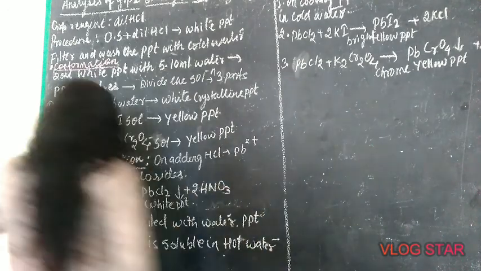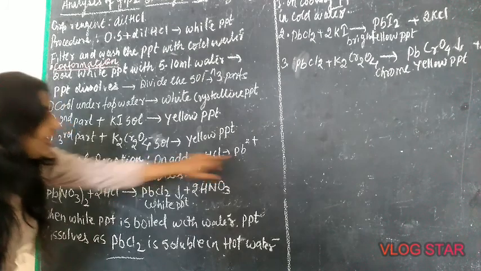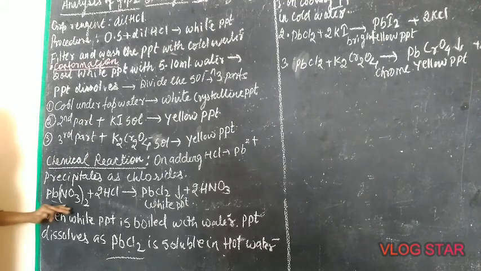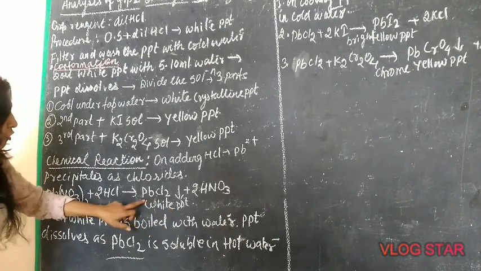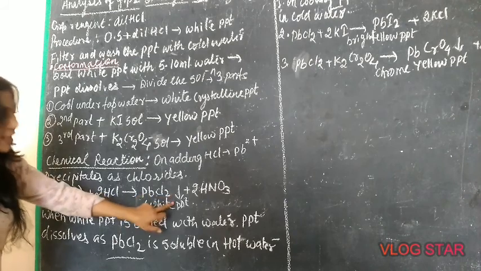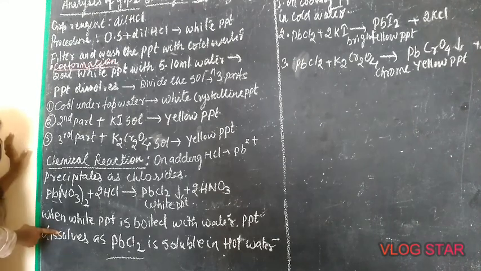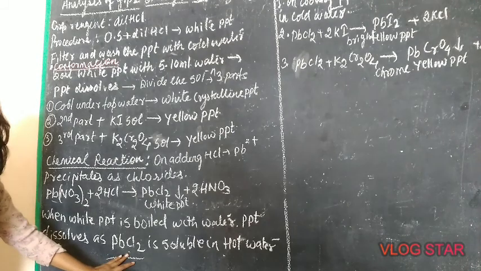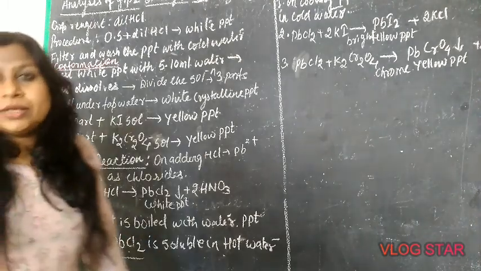The chemical reactions which are involved: on adding HCl, the lead radical precipitates as chloride. That's why we get the white PPT of lead chloride. Now if you take lead nitrate as a salt, when added HCl, it gives white PPT of PbCl2, that is lead chloride. It gets precipitated, and HNO3. Now, when this white PPT, when you boil it with water, then this lead chloride gets dissolved because lead chloride is soluble in hot water.